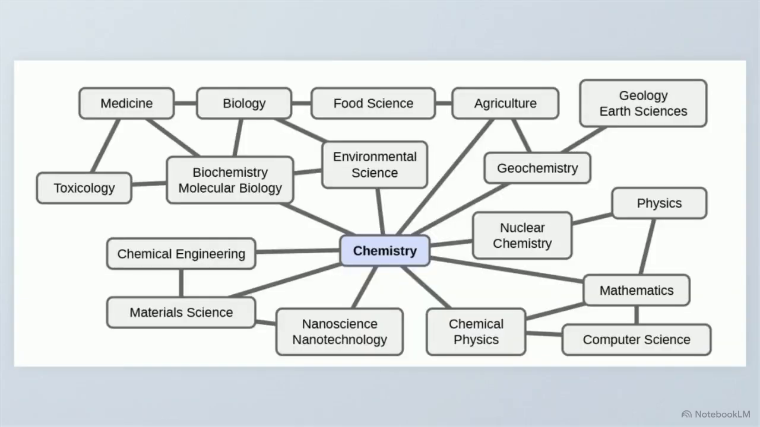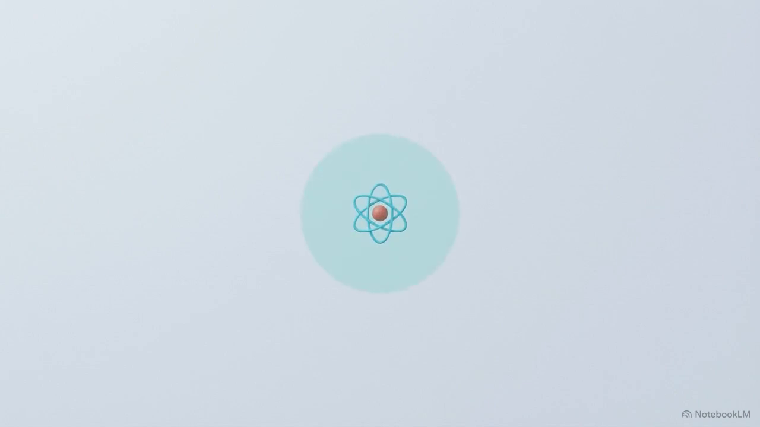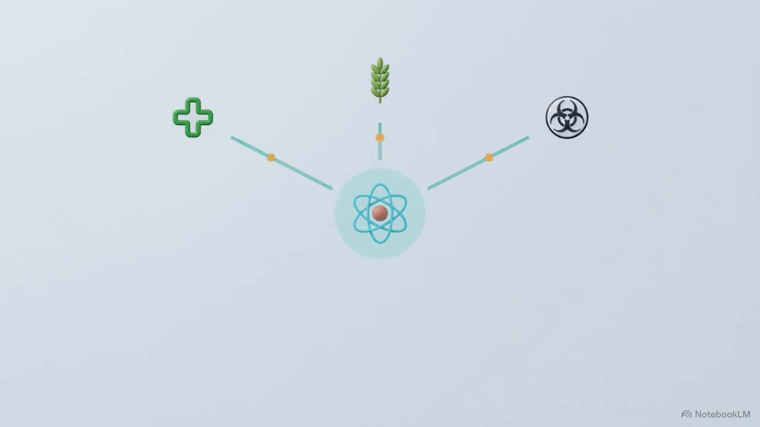To pass those exams, you first have to understand the premise mapped out right here in this network diagram. Chemistry sits at the exact center. It is the hub that links all other scientific disciplines. You can't grasp food science, medicine, or nuclear physics without first understanding how matter behaves at a base level.